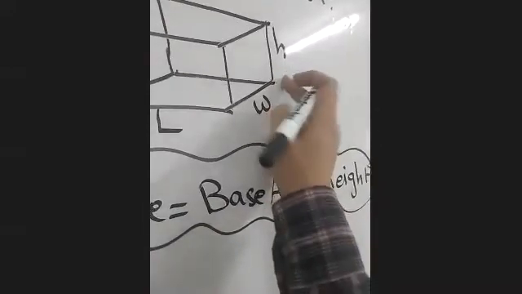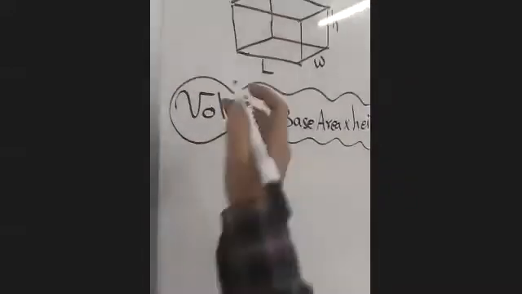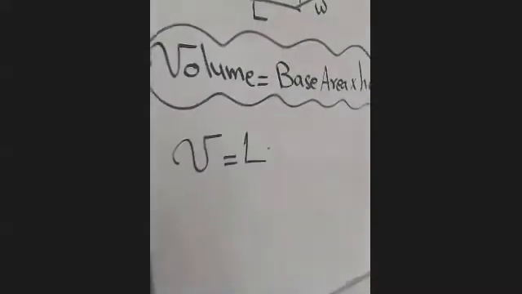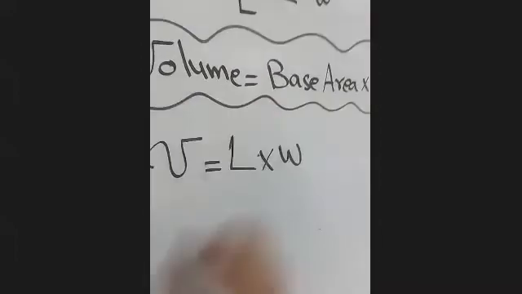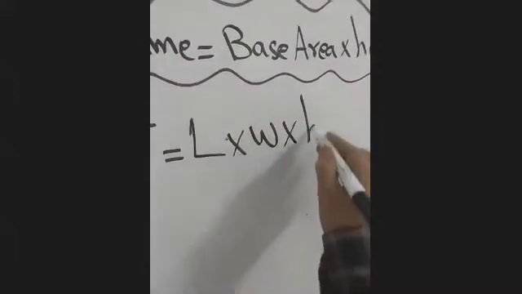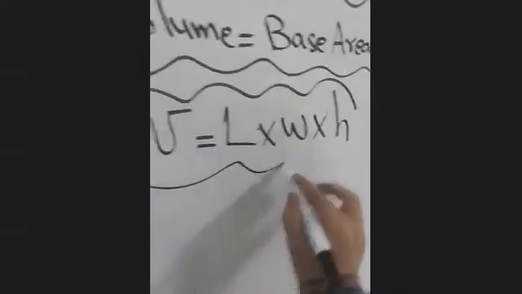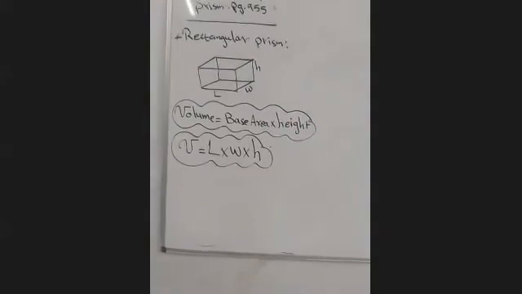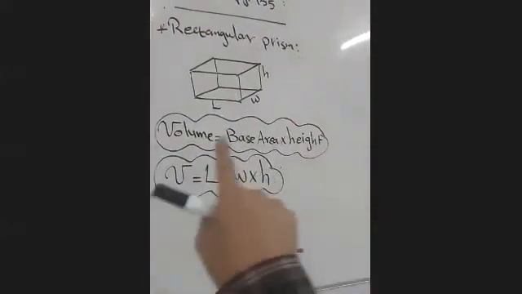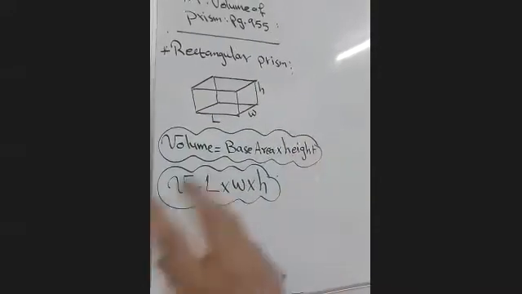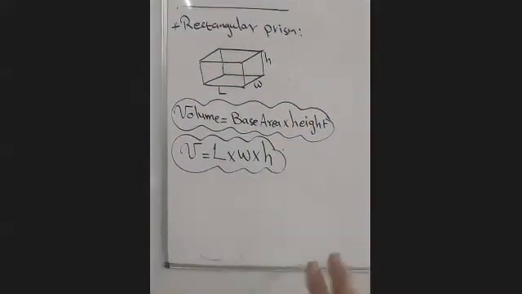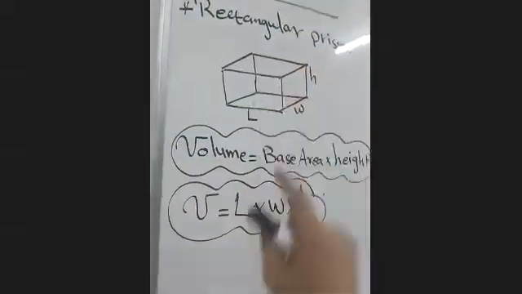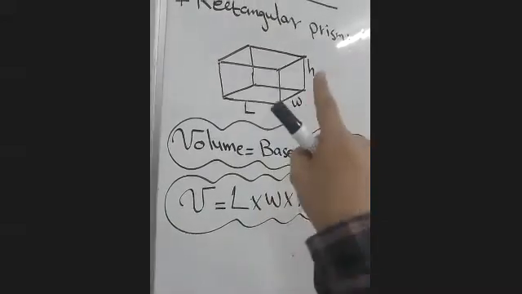Then multiply by the height. So the volume of this rectangular prism equals length multiplied by width multiplied by height. These are two formulas which are the same for this prism, but the volume in general is how we find it for any prism: we multiply the base area by the height. In the rectangular prism, we multiply length by width by height.